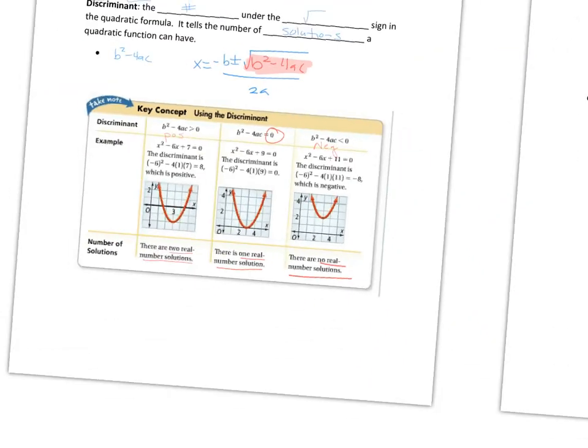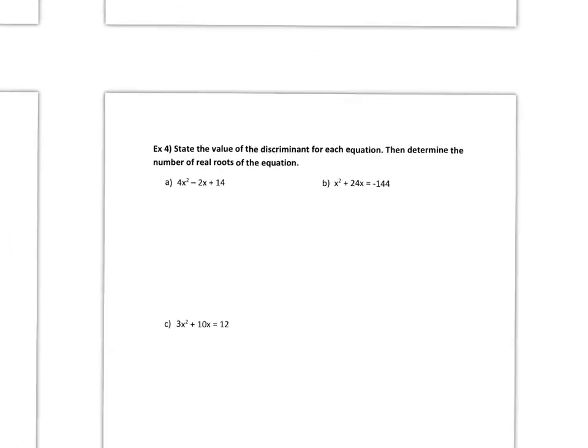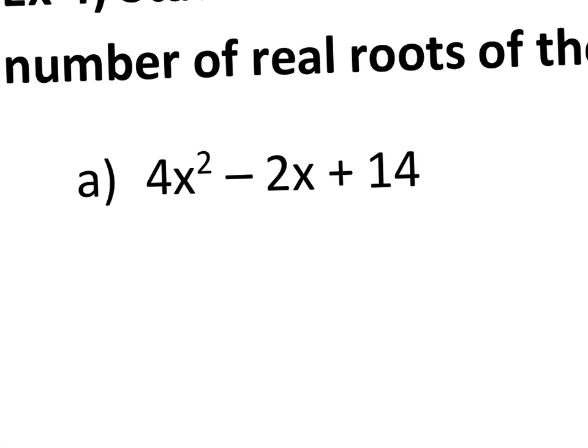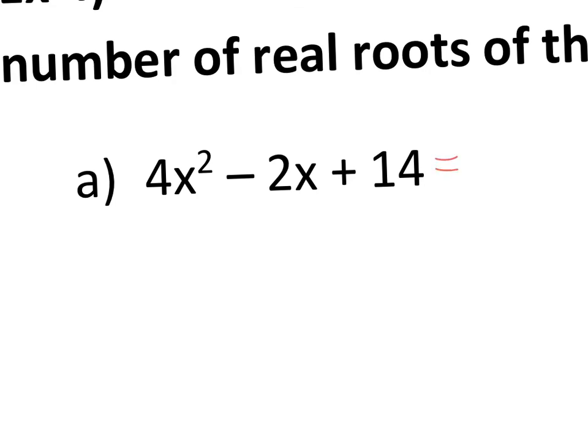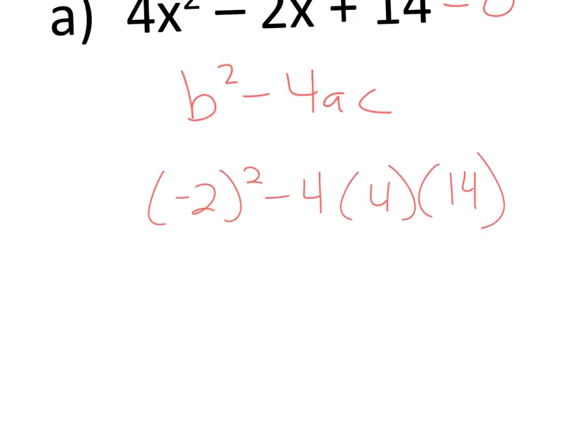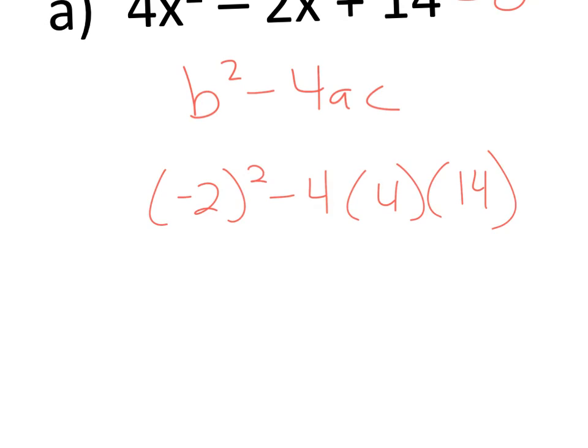Okay, and what they're going to do is just ask you to find the discriminant value and then tell how many solutions you should get. Oh, and I forgot an equal sign on this one. So let's put an equal 0 in on this one, please. So here's A, B, and C. Now, keep in mind, we don't have to look at the entire quadratic. We can just focus in on that b squared minus 4ac, which is inside the square root. So I've got negative 2 squared minus 4 times 4 times 14. Now type that in your calculator. And my discriminant value here is going to be negative 220.